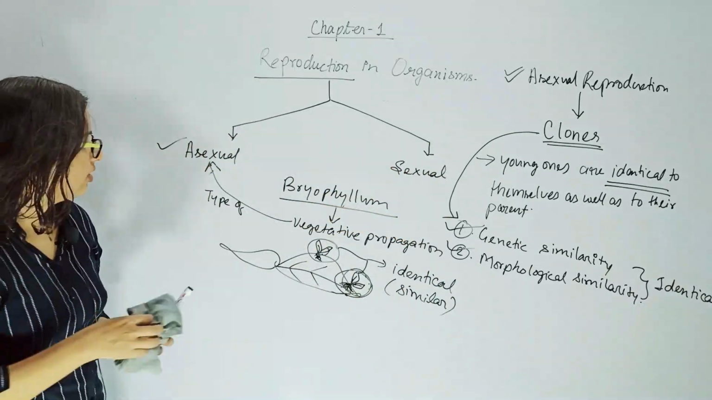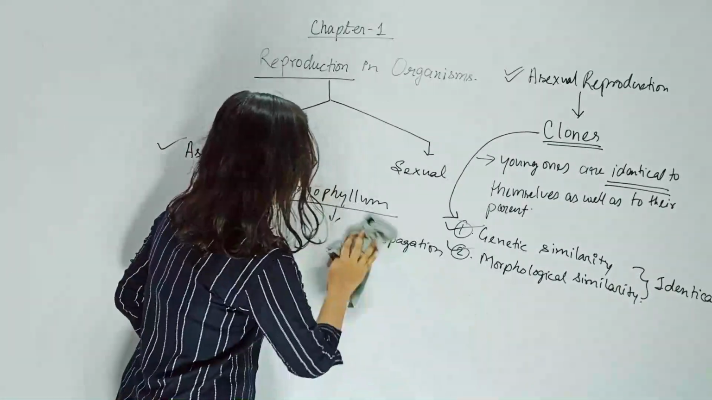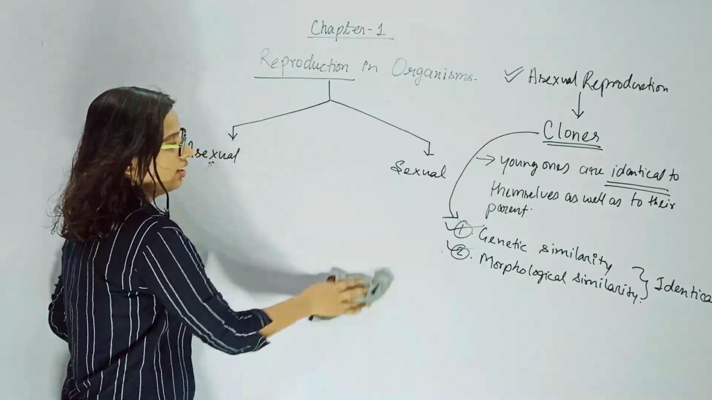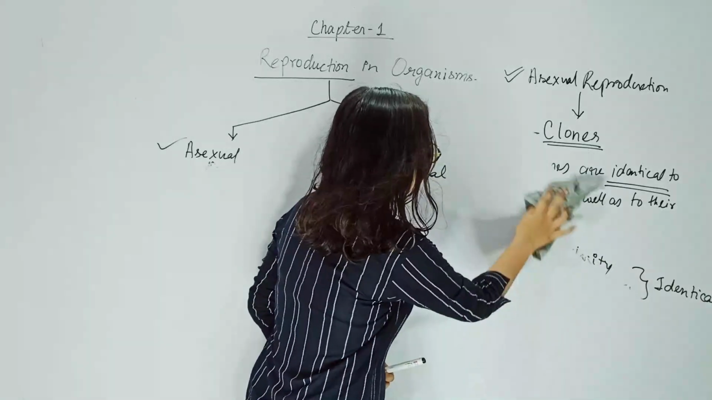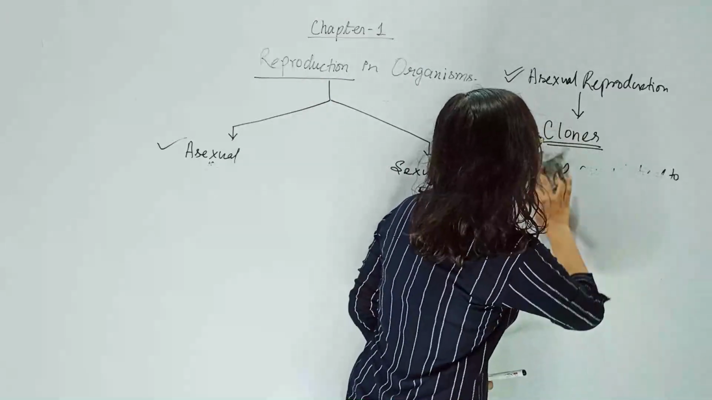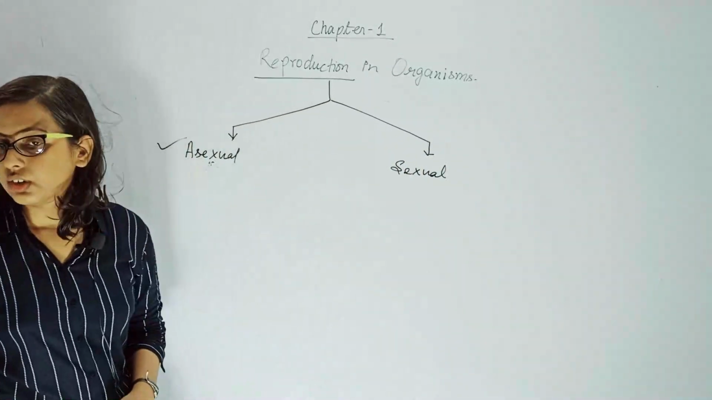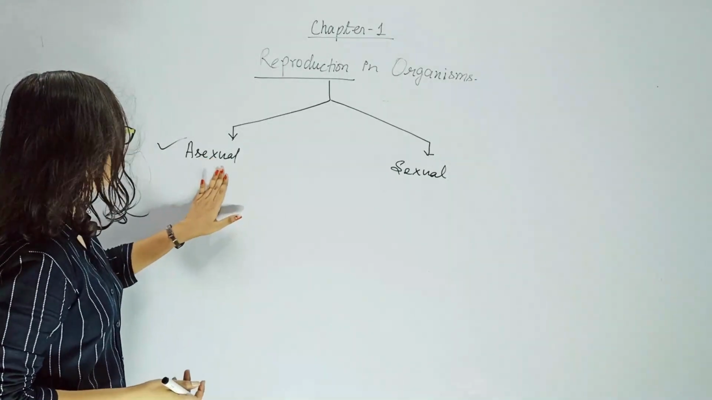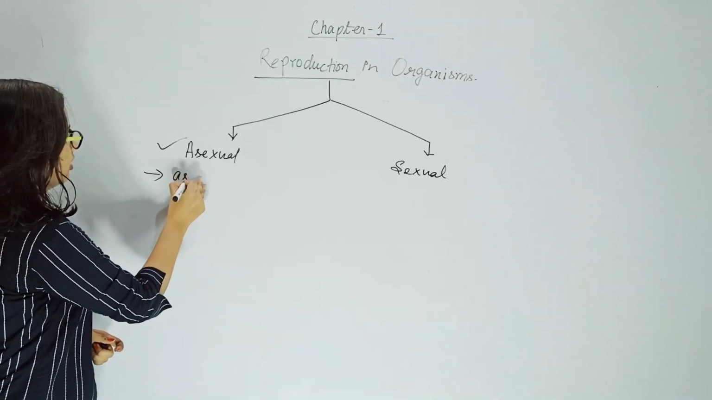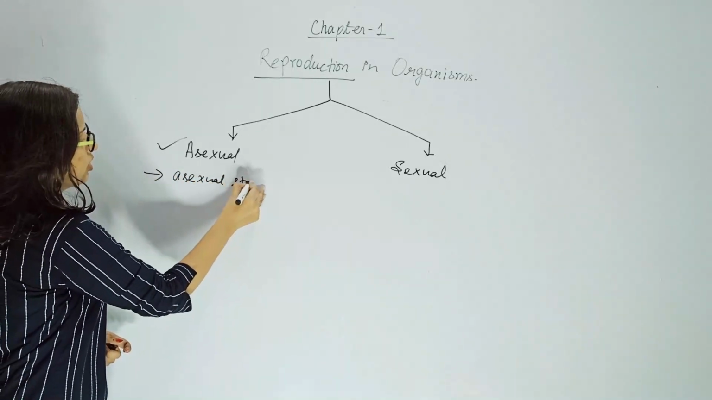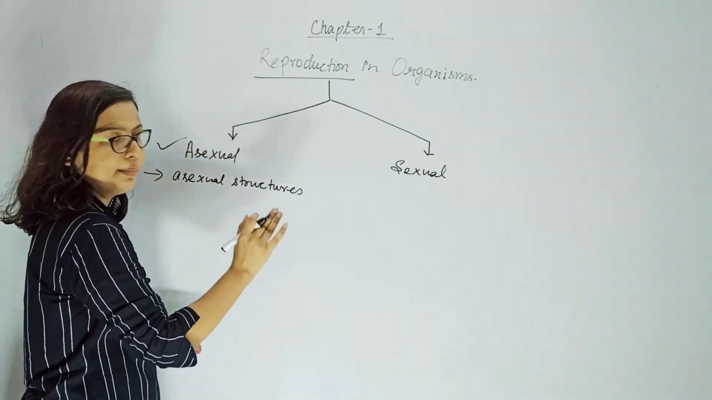Then there are certain structures associated with asexual reproduction. I have already told that there is no gamete formation. So what happens to give rise to a new individual? There are certain asexual structures responsible for asexual reproduction to happen.